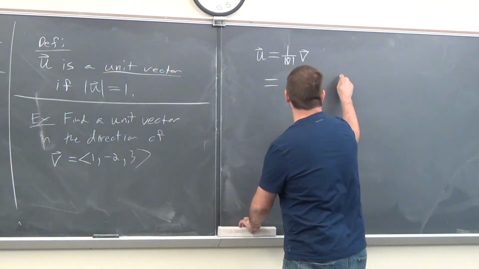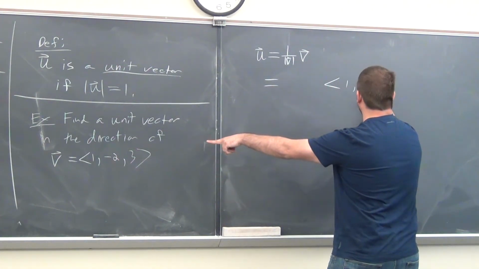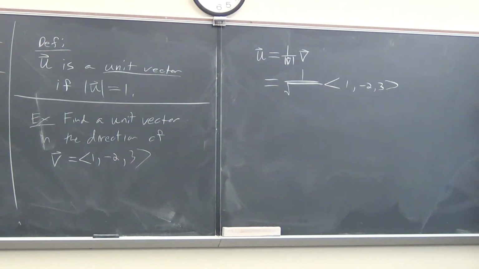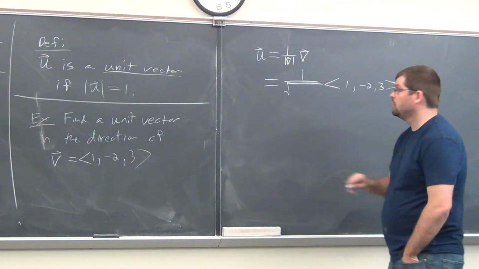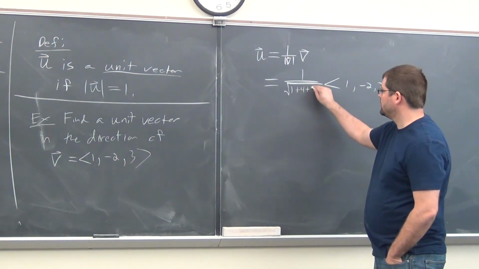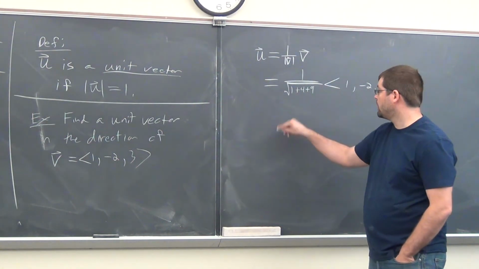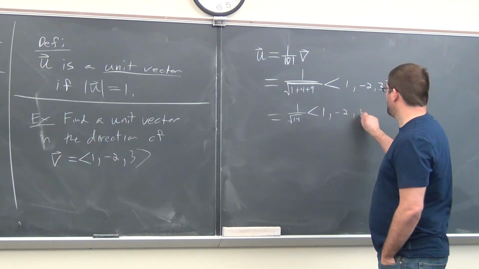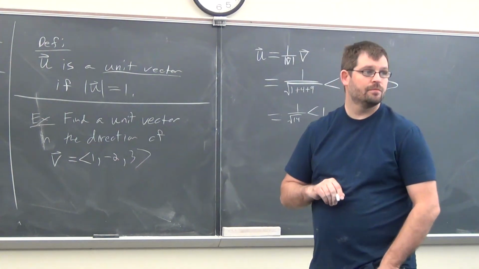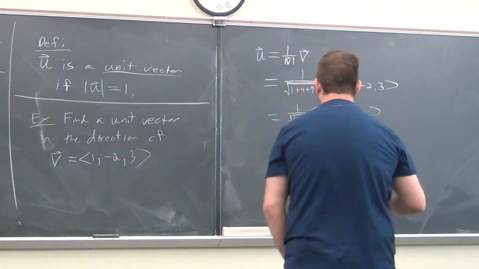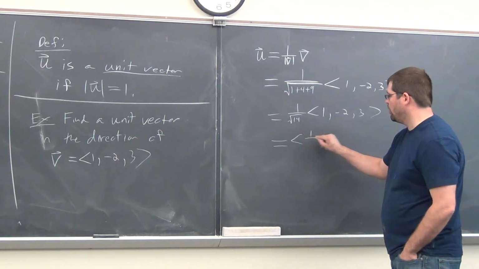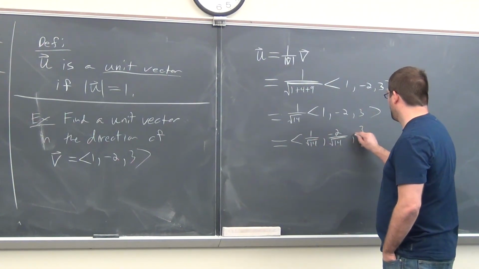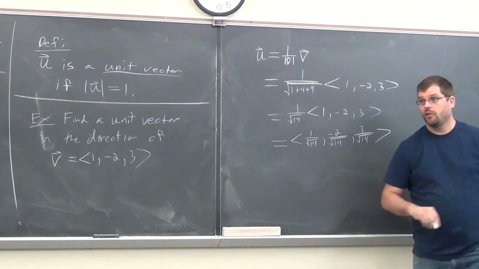So let's work that out. v is 1, -2, 3. What's the size of v? The magnitude of v? Square root of 14. 1 plus 4 plus 9, squaring all those, so square root of 14. Does that make sense? That's fine for the most part, but I'm going to write it like this: 1 over root 14 times v. If you left it this way, I wouldn't complain. That's fine too. Okay?